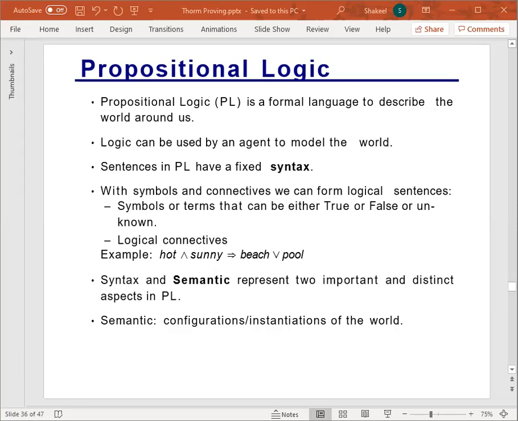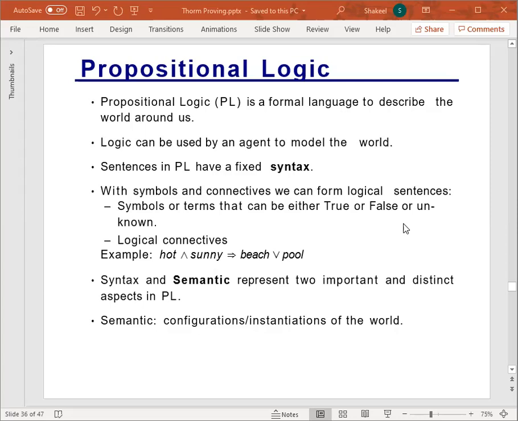Propositional logic. Let's now summarize what we saw about propositional logic in artificial intelligence. Propositional logic is a formal language to describe the world around us that can help an agent model the world. Sentences in propositional logic have a specific syntax with symbols and connectives that can form logical sentences. Symbols or terms can be either true or false or unknown.